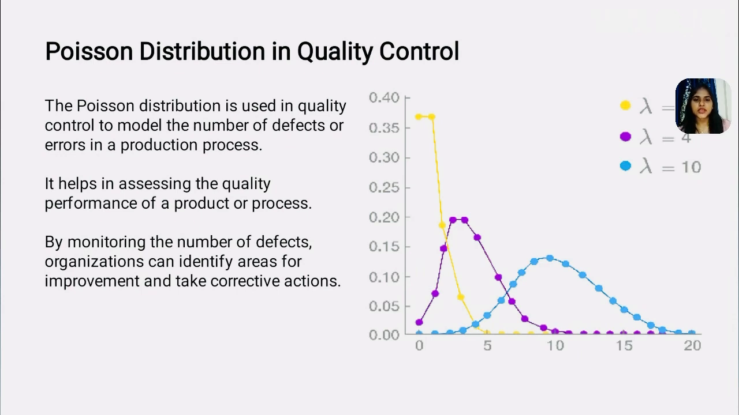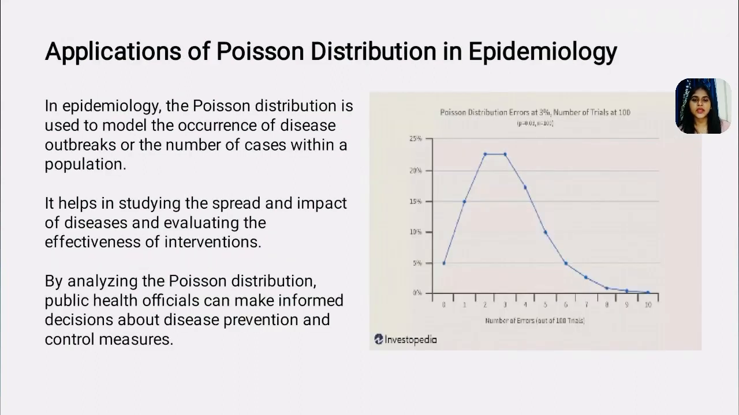Poisson distribution in quality control. The Poisson distribution is used in quality control to model the number of defects or errors in a production process. It helps in assessing the quality performance of a product or a process. By monitoring the number of defects, an organization can identify areas for improvement and take corrective actions.